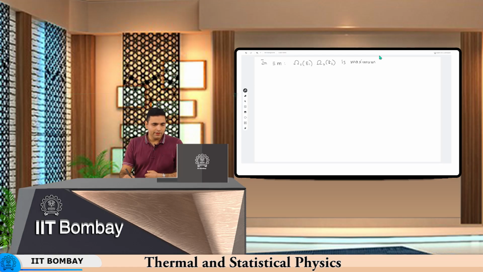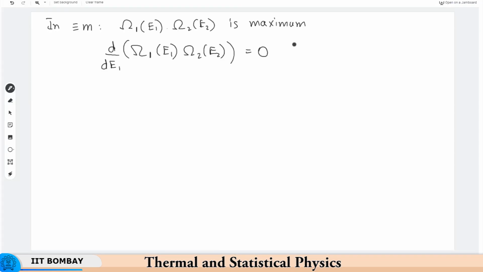All right. So, in other words, we can say that the derivative of this quantity with respect to energy, say E1, or you can take E2 as well, is 0, right. So, d of omega 1(E1) omega 2(E2) equals 0, and this is in equilibrium. So, equilibrium is when this quantity does not change anymore, right. So, the total number of microstates achieves a maximum.